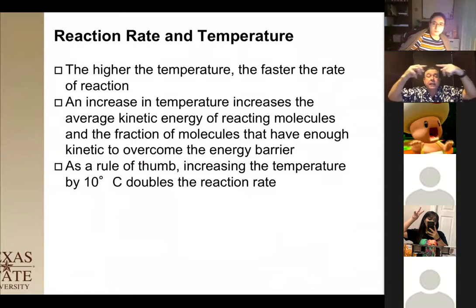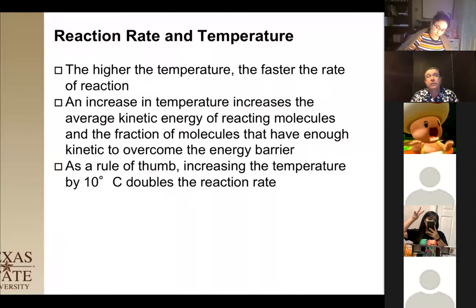They're more likely to hit each other. They're more likely to have the right amount of energy to make that transition state happen and cascade. And the cool thing is there's a rule of thumb that says if you raise the temperature of a reaction by 10 degrees C, it doubles the rate of reaction. So if a reaction took an hour at 50 degrees and you raised the temperature to 60 degrees, it would only take half an hour. Okay, so that's the dramatic effect that temperature also has on the rate.